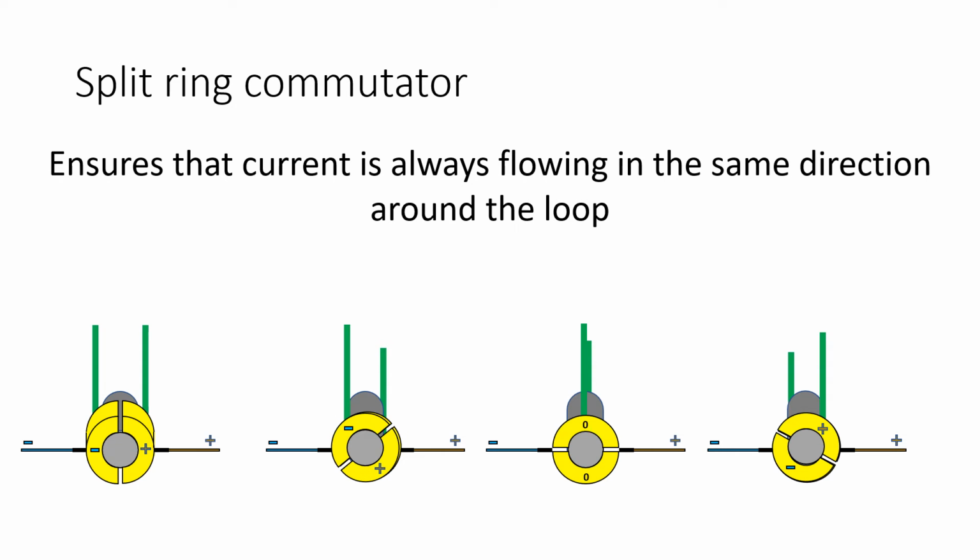And what essentially happens is, as the two yellow pieces and the wires connected to the loop rotate, they keep in contact with the carbon brushes. At one instant, the carbon brushes do not touch either of the yellow parts of the commutator. Because the commutator isn't being touched, they technically have no charge in them.